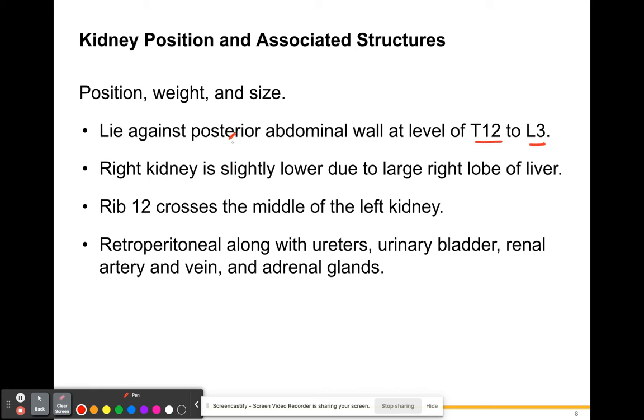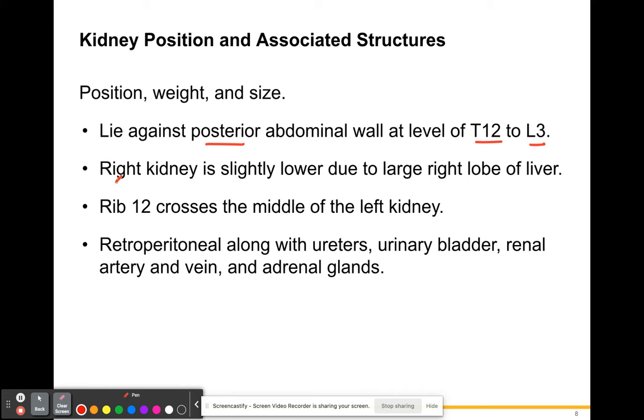So half of your kidney is kind of underneath your rib cage. There's a little portion of your kidney that peeks below the rib cage. So your kidneys are kind of in the middle of your back. They're posterior to your abdominal wall, which means they're behind your abdominal wall.